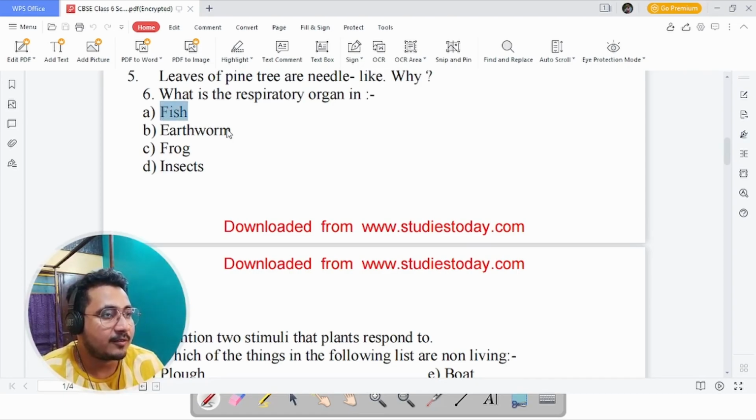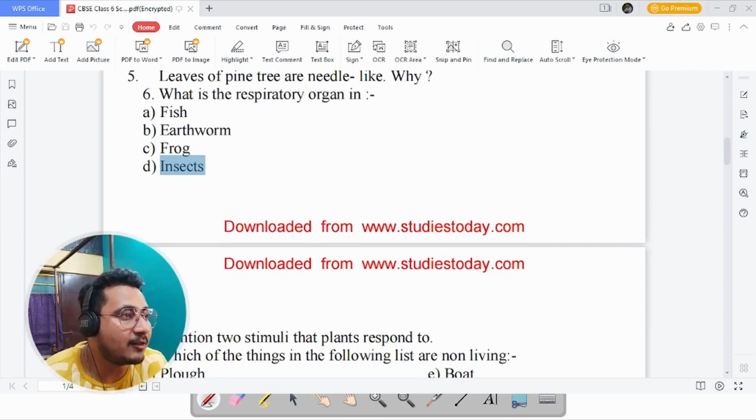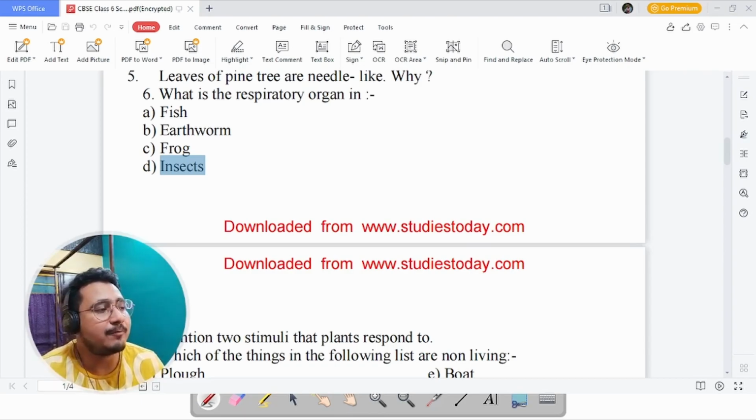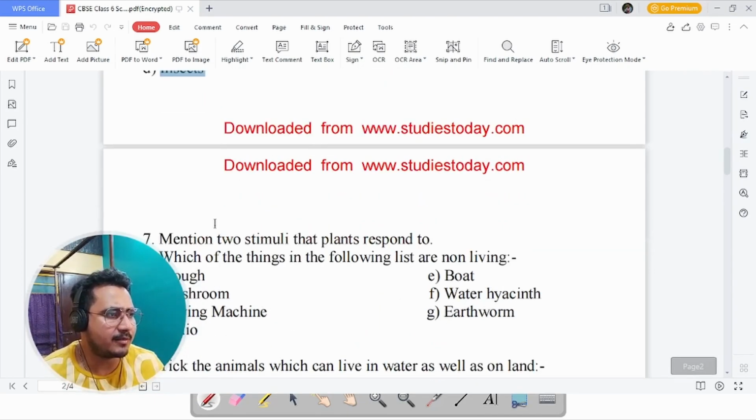So fish, it will be gills. Earthworm, they use their skin. And frog, they use the lung and skin you can say, mainly the lungs. And what about insects? They have something called book gills. They have a special respiratory organ called the book gills. Okay, that's a kind of gills but separate.